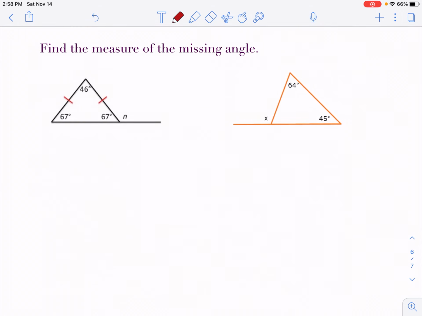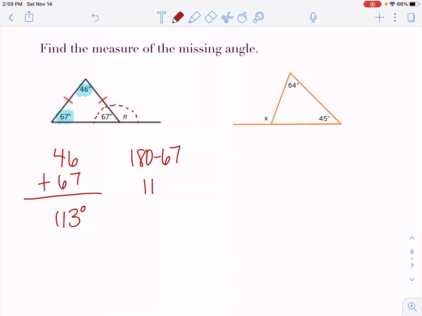I can use that property to help me find the measurements of missing exterior angles. For example, to find the measurement of angle N in this diagram, I can simply add the measurements of the two non-adjacent interior angles and discover that the measurement of angle N is 113 degrees. I could also find the measurement of angle N by seeing that it creates a supplementary pair with the 67-degree angle, which would also give me an answer of 113 degrees.